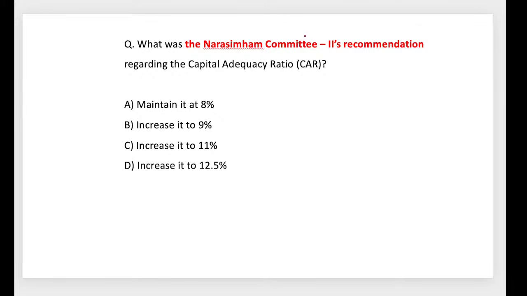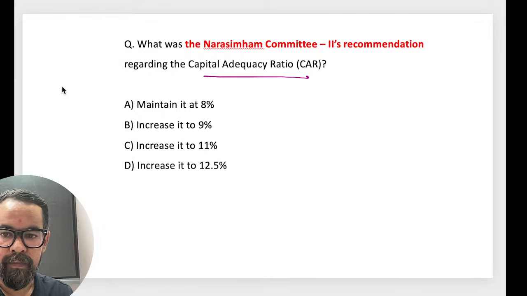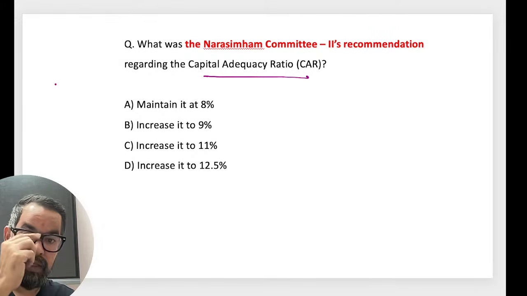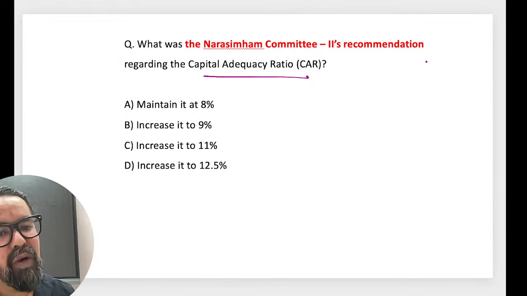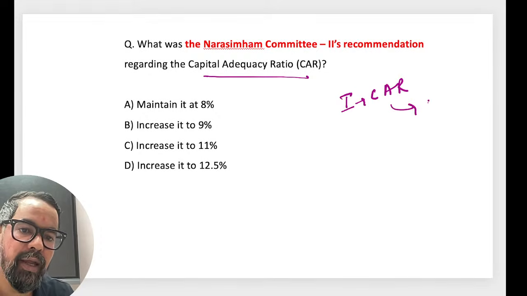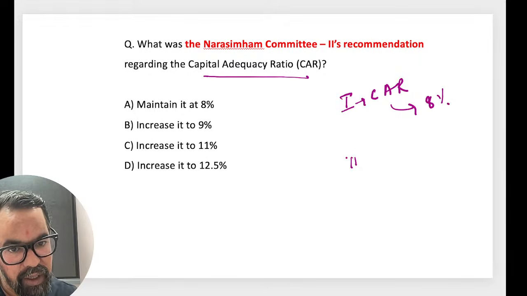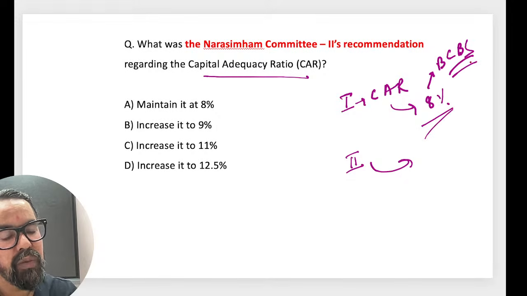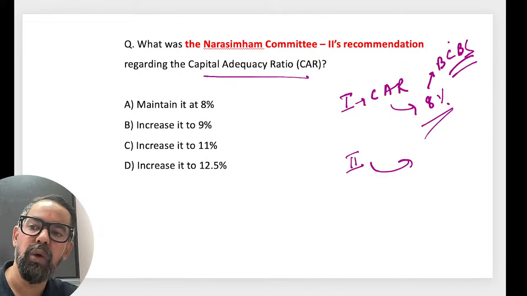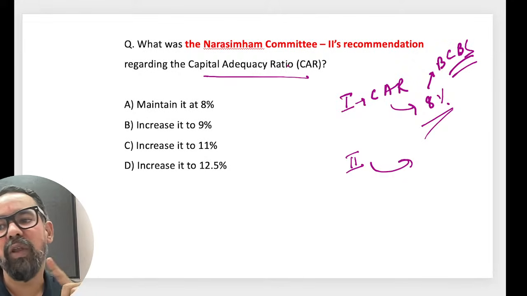The Narsimham committee 2 recommendations, capital adequacy ratio at... बताइए क्या होगा correct answer. So when we come up with the committee 1, CAR, capital adequacy ratio was at 8%, ठीक है. With the committee recommendation 2, this is aligned with the BCBS, the Basel Committee on Banking Supervision, which announced during Basel 1, ठीक है. This is about the 1, ठीक है.